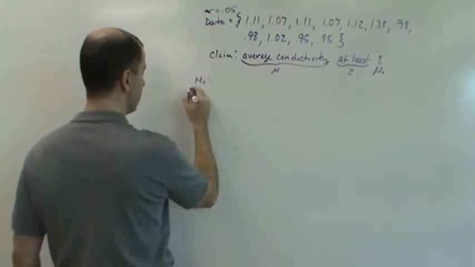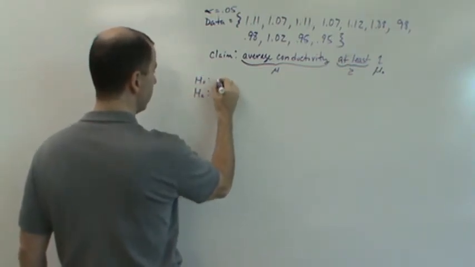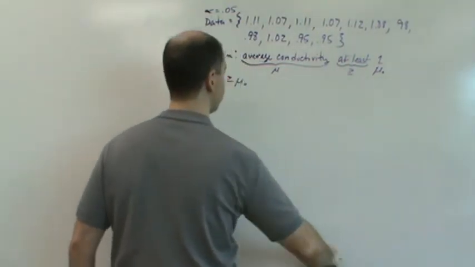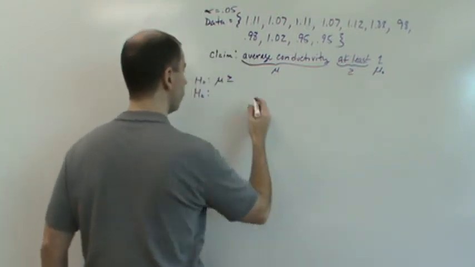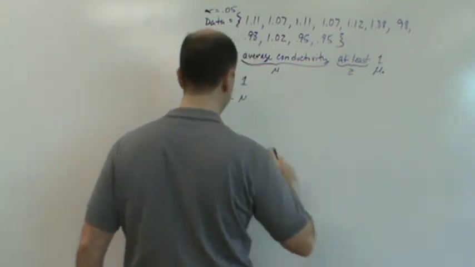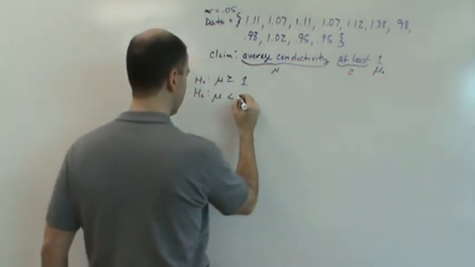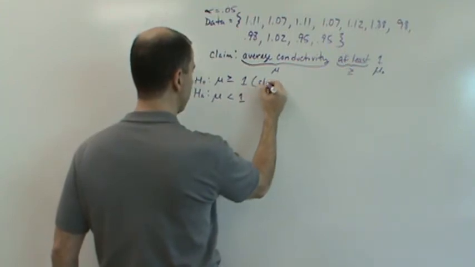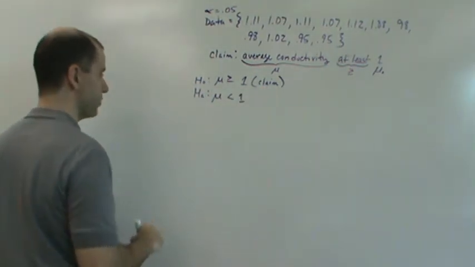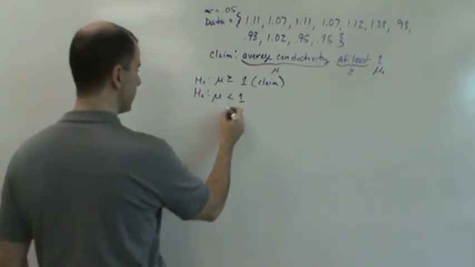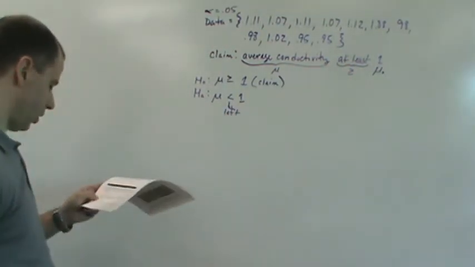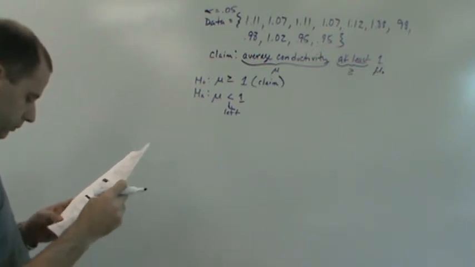So our hypotheses that we're going to set up is going to be that mu is greater than or equal to mu naught, which is 1, versus mu is less than 1. And in this case here, this is the claim. So now we're going to do the hypothesis test using this as the claim. And notice that this is a left tail test.